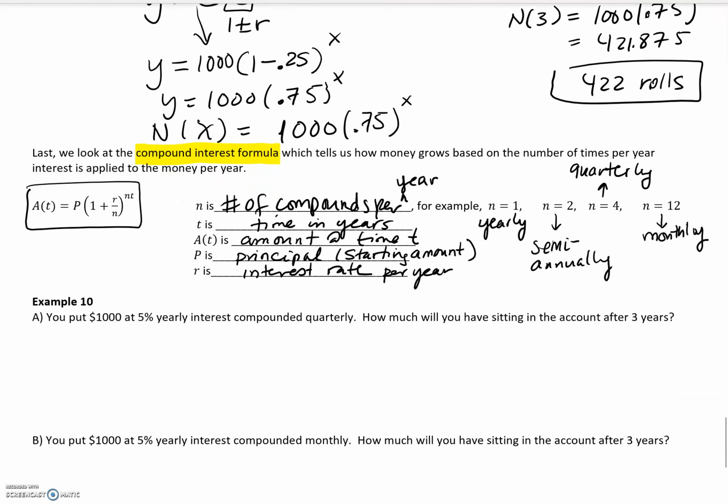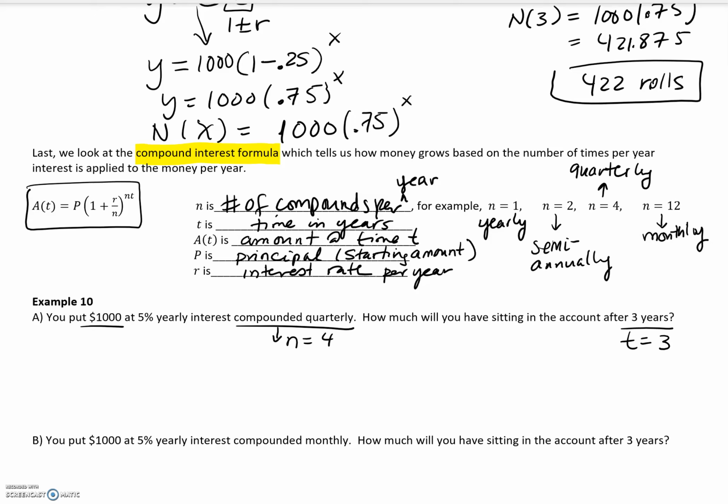So let's say you put $1,000 at a 5% yearly interest rate, compounded quarterly. So that's the key word. When you see compound, you think of the big formula, and you think quarterly. In your head should pop up a 4 because every 3 months they're applying the interest. How much money will you have sitting in the account after 3 years? Well, that's after 3 years, that's time.